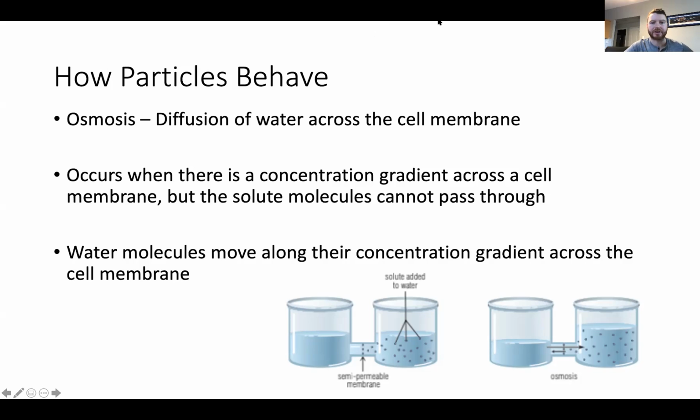So this should actually say here, water molecules move against their concentration gradient across the cell membrane. Okay.